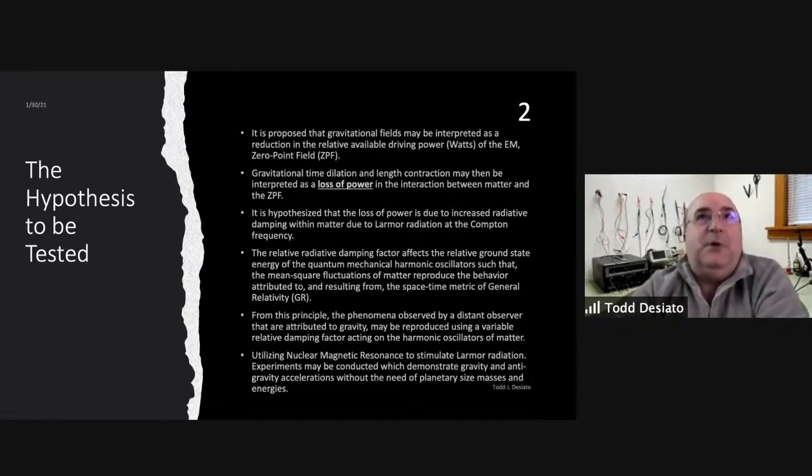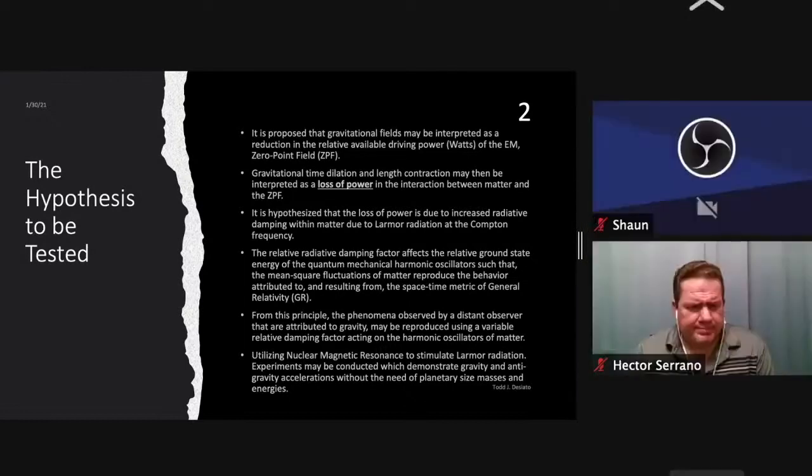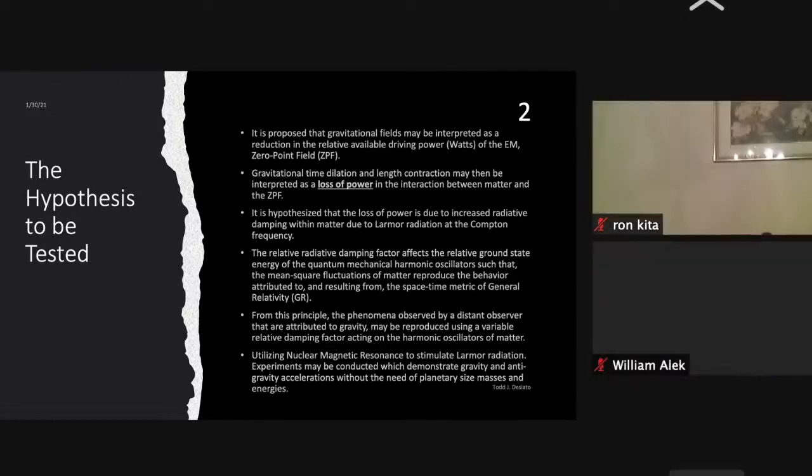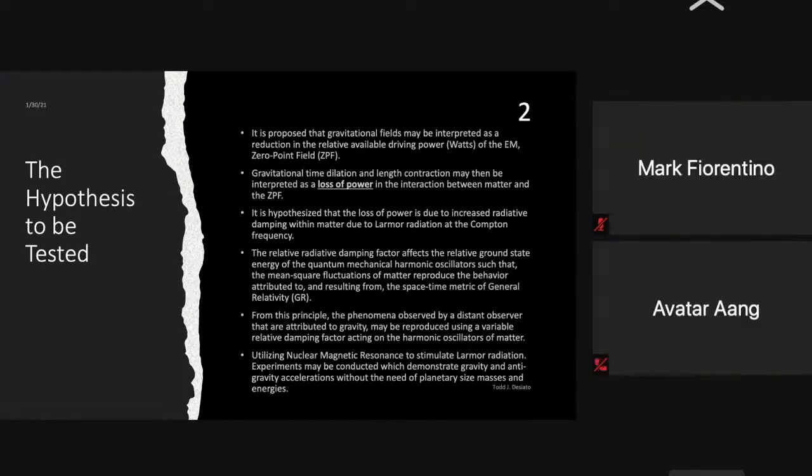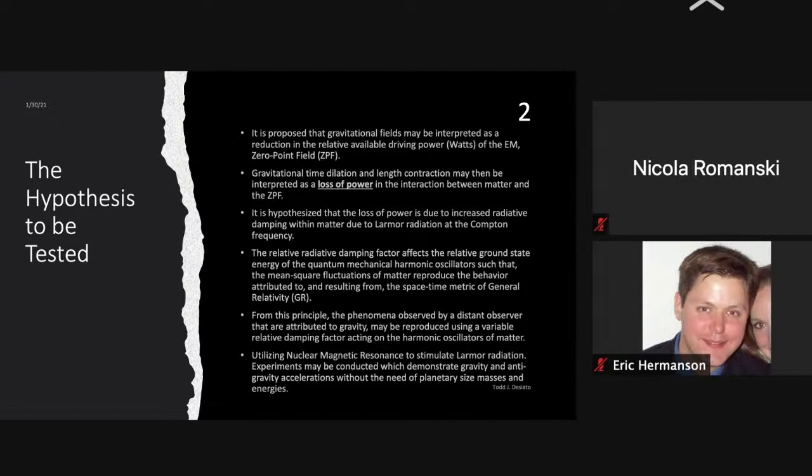It is proposed that gravitational fields may be interpreted as a reduction of the relative available driving power, the watts, of the electromagnetic zero-point field. Gravitational time dilation and length contraction may then be interpreted as a loss of power in the interaction between matter and the zero-point field. It is hypothesized that the loss of power is due to increased radiative damping within matter due to Larmor radiation at the Compton frequency.